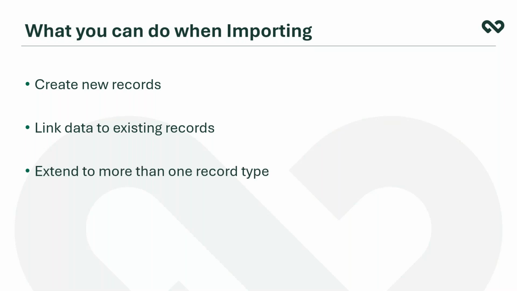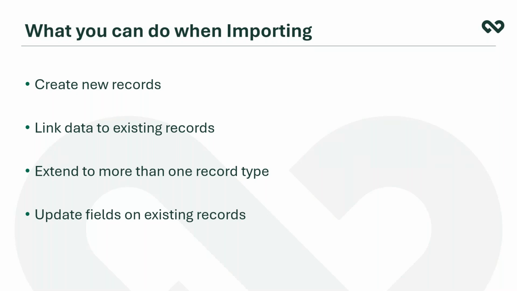What else you can do is you can also extend your import to more than one record type. Now, an example of this could be that you're doing an import where you're wanting to create new cases, but you also want to create new activities at the same time. And you can also update fields on existing records. Now, this is useful because you may want to tidy up some of the data that you have. To do this, you can export your data, clean it up in a CSV file, and then import it back into workbooks, overwriting the existing information.